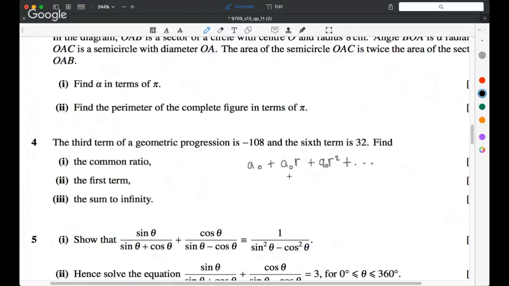So you know that if I take this term and divide it by the previous term, I get R. If I take the third term, I also get the same ratio. So each subsequent term, if I divide it by the previous term, will give me this constant ratio R.